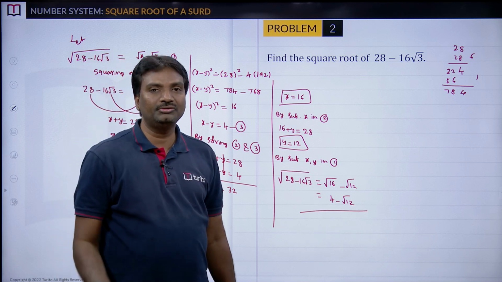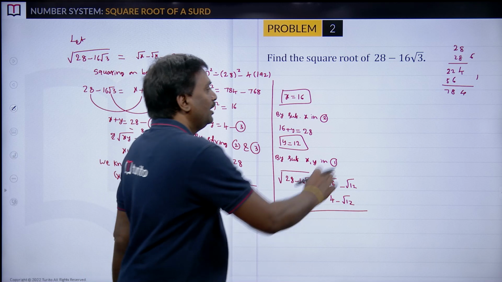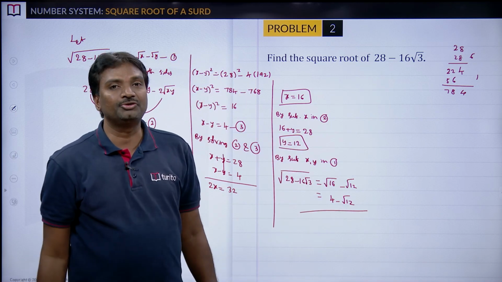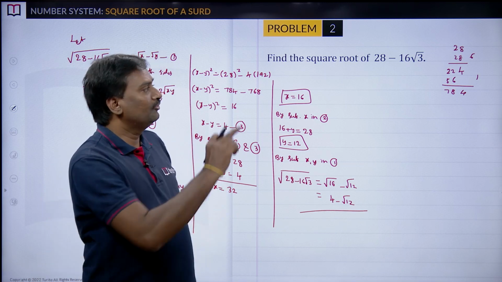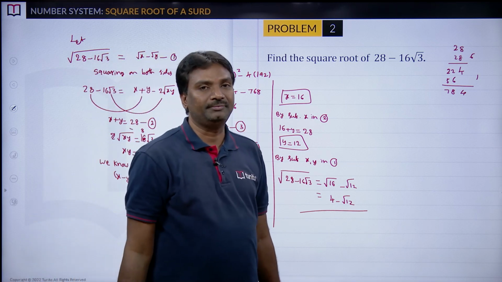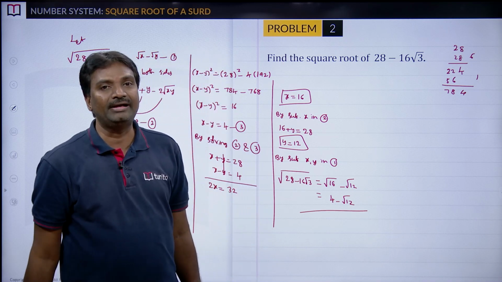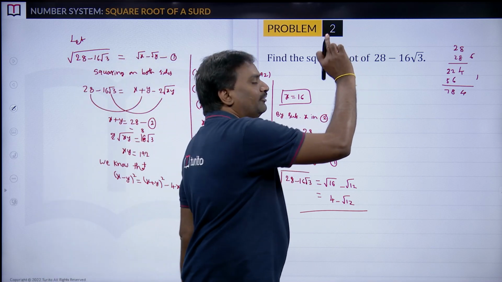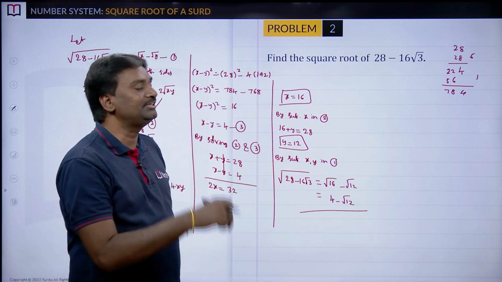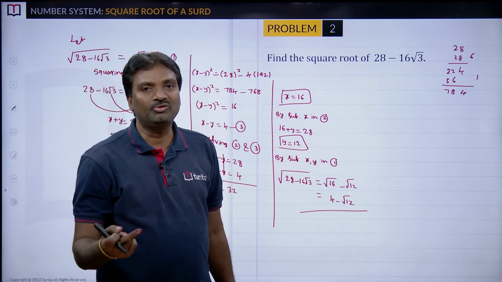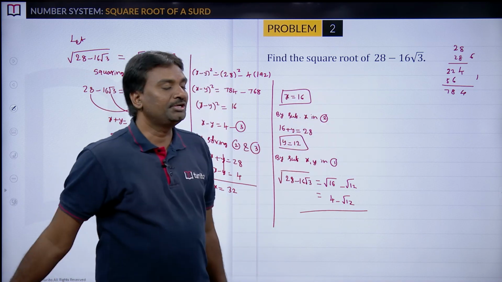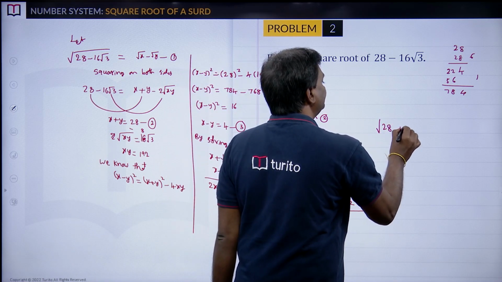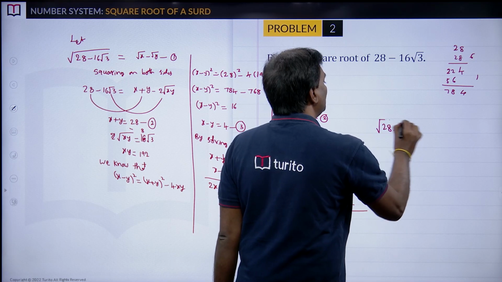By using the shortcut also, just like the previous problem, you can find it. So write 16 as 2 into 8. Write 8 under square root, that should be 64. So find the value of 64 into 3, you will get 192. So take the factors of 192. You will get 16 and 12. So 16 plus 12 is 28, and 16 into 12 is 192.